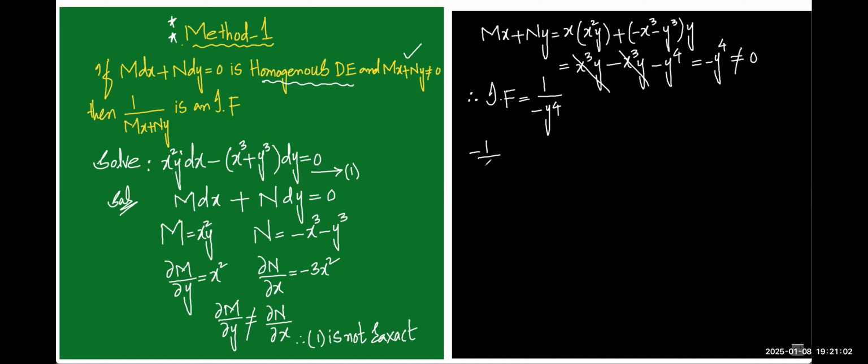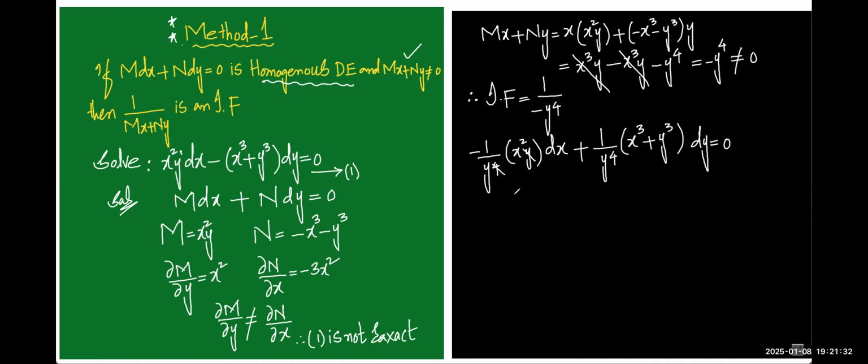Minus 1 by y to the power of 4, this one I want to multiply with x square y dx, minus into minus plus 1 by y to the power of 4 into x cube plus y cube, x cube plus y cube dy is equal to 0. So if you simplify, one y term cancels, the y power 3 cancels, and it becomes minus x square by y power 3. Is it correct?